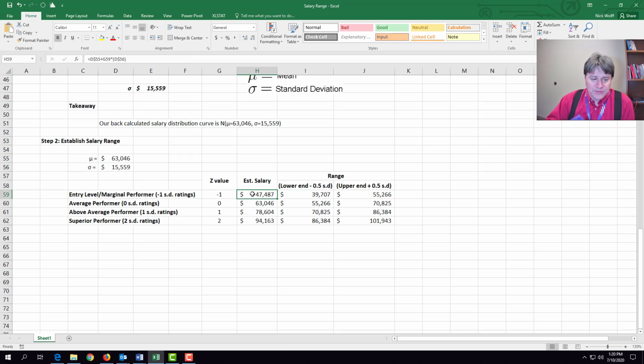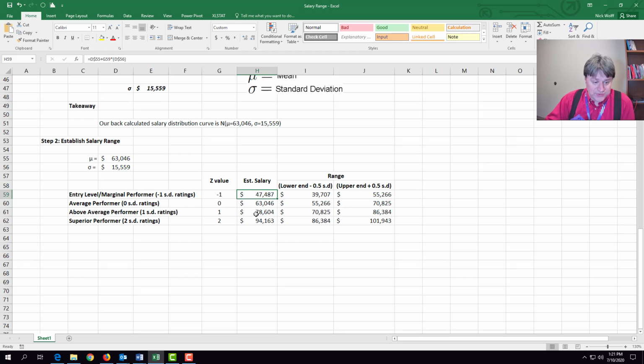If you take this here, we can do a forecasted salary by taking the mean, and then you add in the z-score times the standard deviation. So in this case, it's 1 negative standard deviation from the mean. You see the equation here. It basically works out to be this: 63,046 plus the -1 times the 15,559, and that gives you 47,487 as the average value of an entry level or marginal performer.